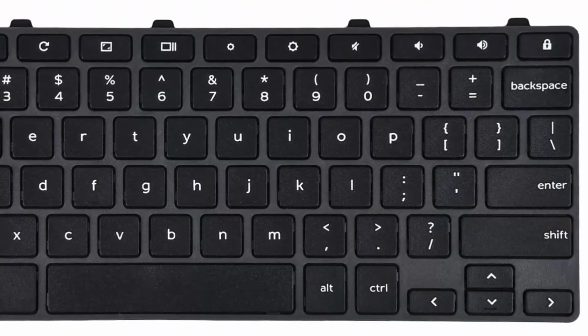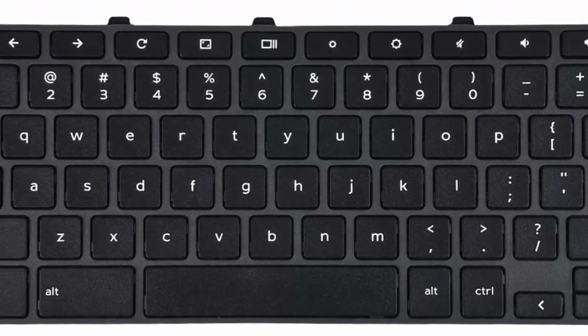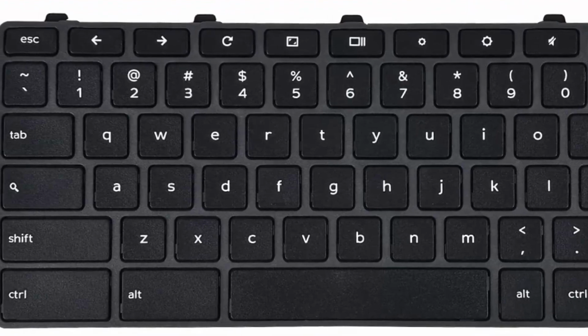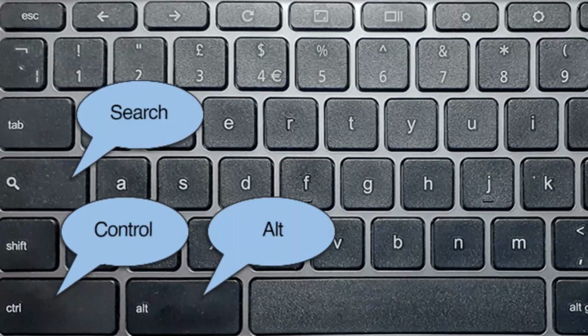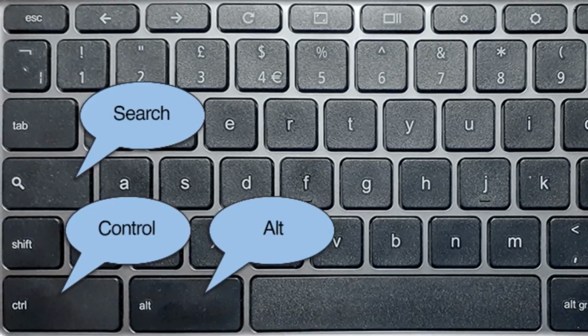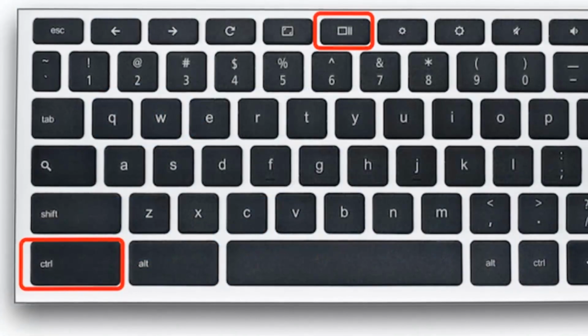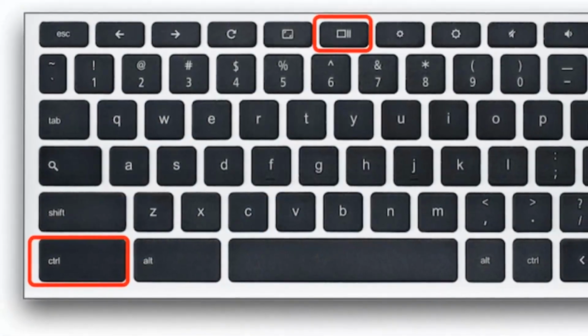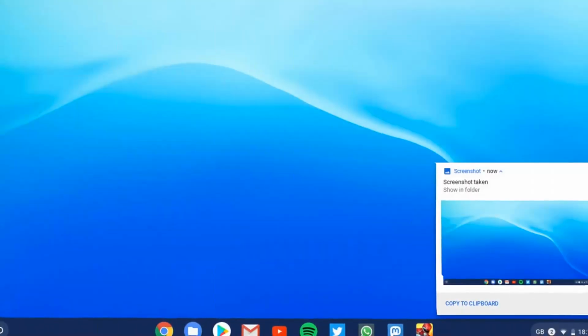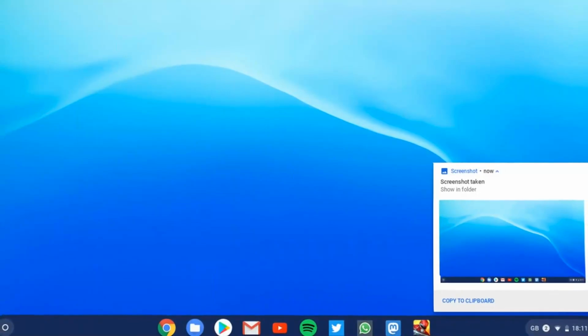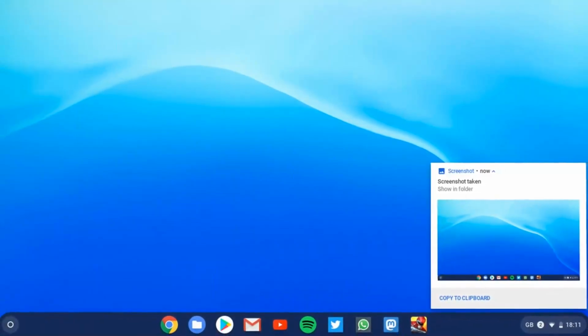To take a screenshot of your entire screen on a Chromebook, you need to press 2 keys together. Find the Control key in the bottom left corner, and find that Show Windows key in the top row. Press and hold the Control key, and then tap the Show Windows key. That's all there is to it. A notification will pop up in the corner of your screen showing you a preview of the screenshot and confirming that it has been saved.